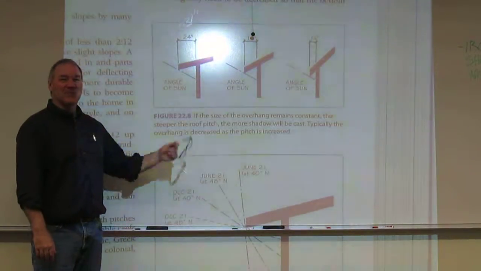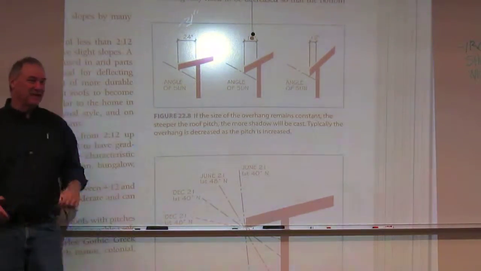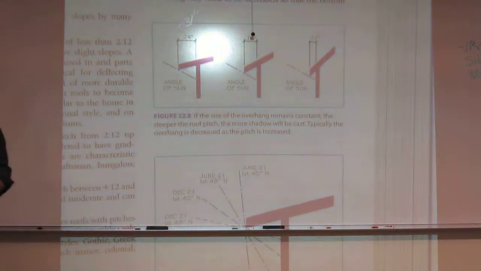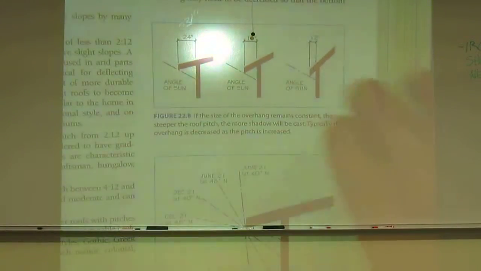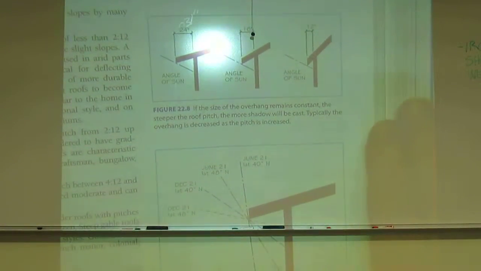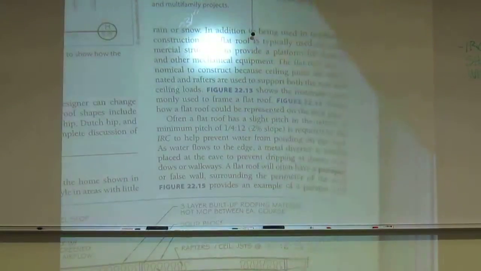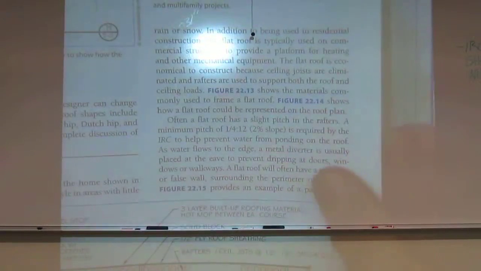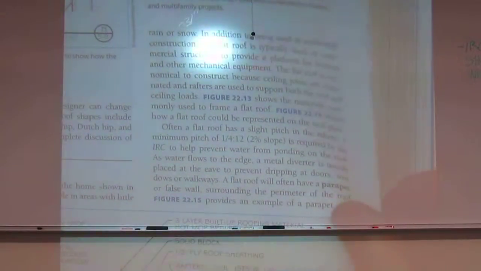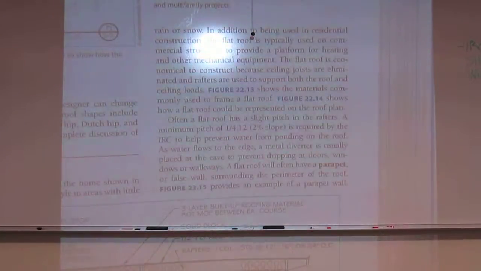And you can do a quick search on summer and winter solstice based on Twin Falls, and it'll tell you the exact angle you're going to see. And I'll show you all that stuff when we do it. 3D software spends a lot of time doing this type of stuff. Okay. All right, let's go into our different shapes. Okay. Let's start with a flat roof.